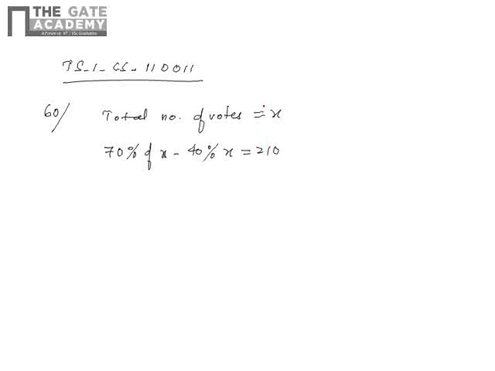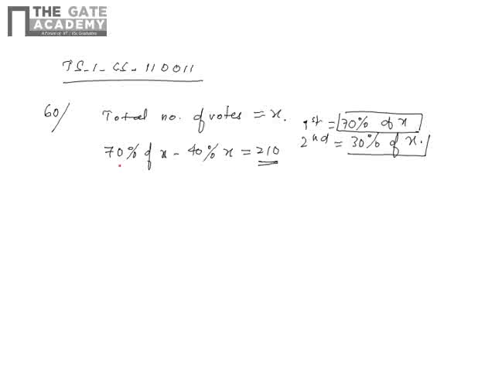Okay, fine, I will just explain. See, the total number of votes is X. The first candidate is getting 70%, so the second candidate will get 30%. The first candidate won by 210 votes, so 70% of X and 30% of X, the difference between the votes they got is 210. So it is 70% of X minus 30% of X, sorry, I'm so sorry, it's 30% of X. So it will be 40% of X.